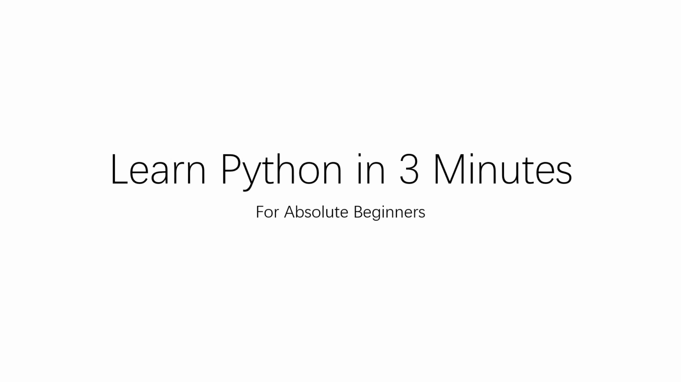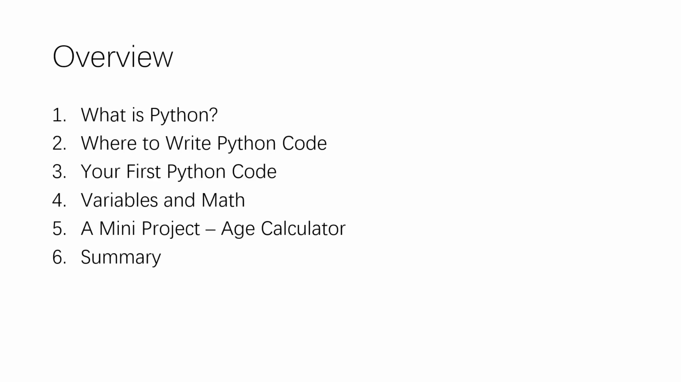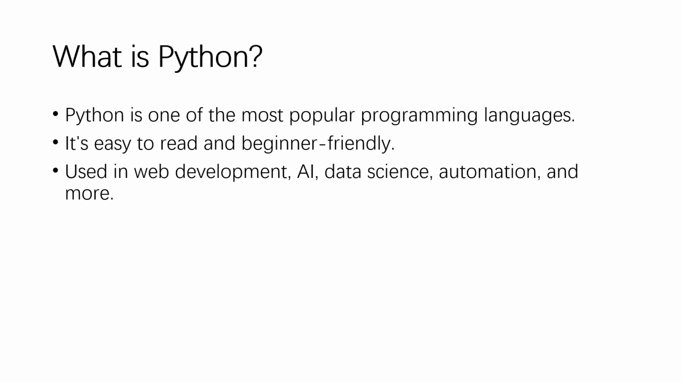I am first going to give an overview of this lesson. Please note that this lesson is for absolute beginners, and if you have any questions, you can post them in the comments below. We are first going to look at the overview of this lesson. In this lesson, we're going to learn what Python is, where you can write Python code, writing your first Python code, variables and math, a mini project, which is an age calculator, and a summary.